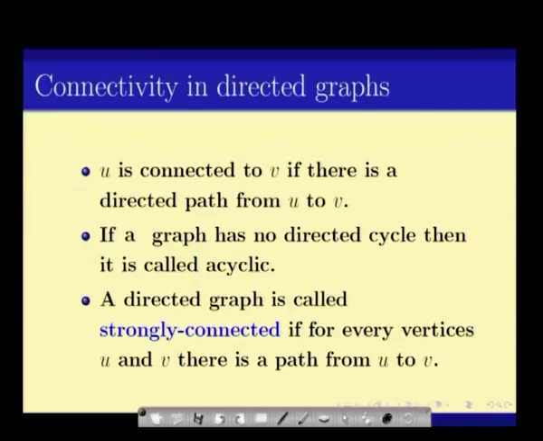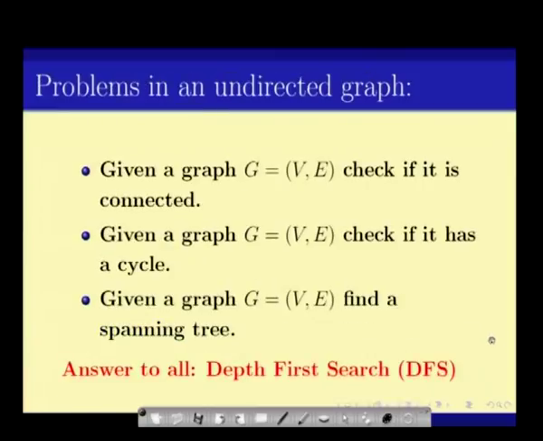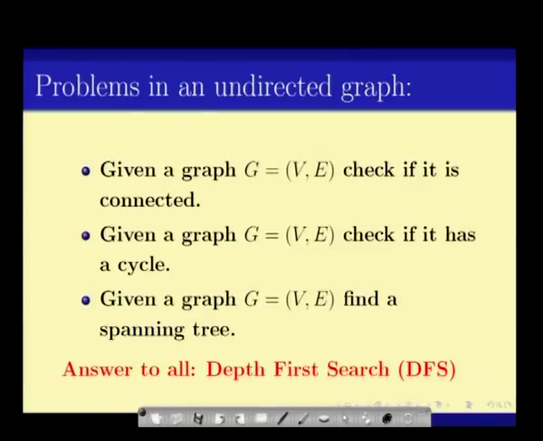So, if we say that a graph has no cycle, meaning no directed cycle, in that case we call that graph acyclic, and we have similarly a notion of strong connectedness depending on the directed paths. The problems of this directed graph and undirected graph setting are: given a graph, is this graph connected, or given a graph, does it have a cycle.